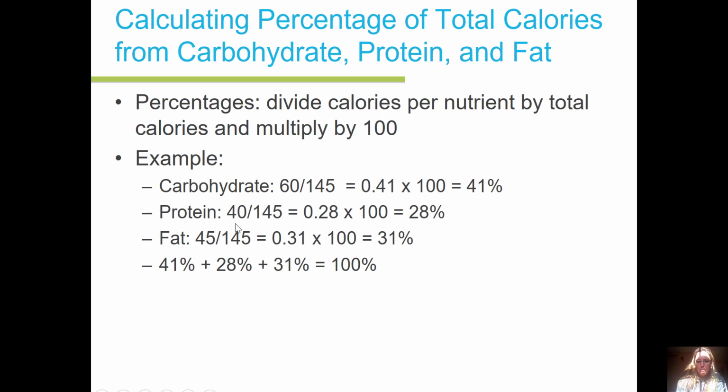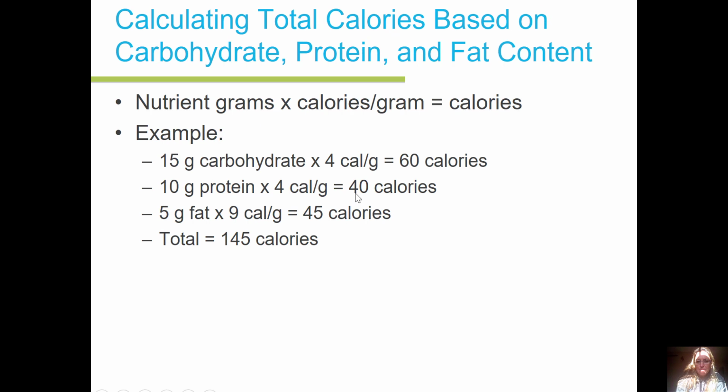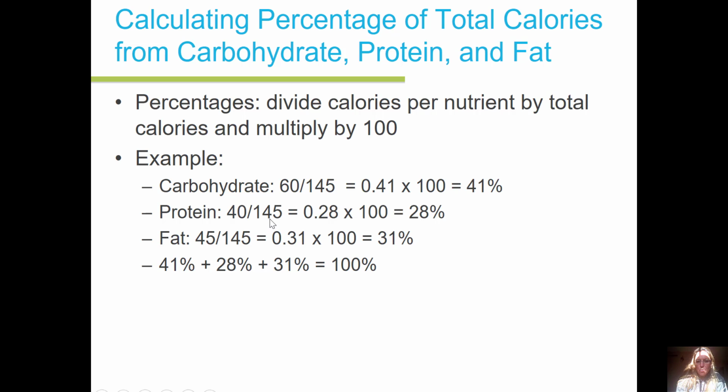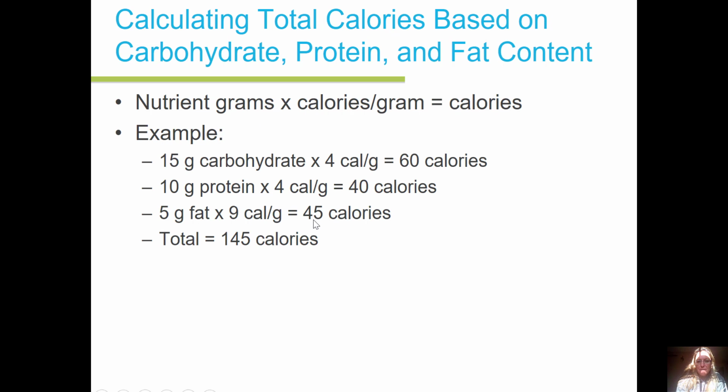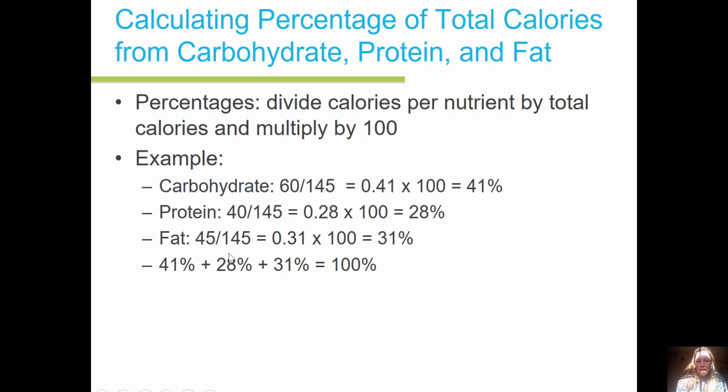For protein, remember protein calories were 40, right? So 40 divided by the total calories again, which were 145, you're getting 28%. And then fat, remember our fat calories were 45. So we simply took our fat calories and divided it by our total calories to get 31%. So these 3 percentages for carb, protein, and fat should add up to right around 100%.